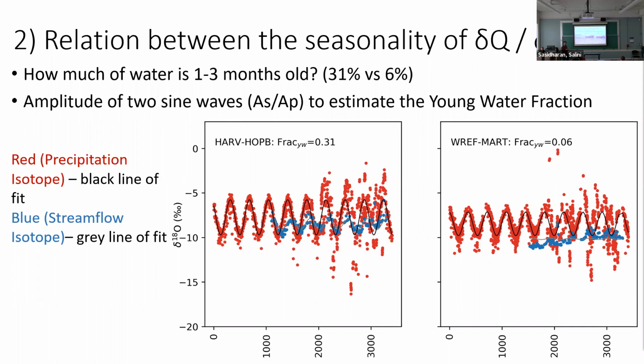Is there any elevation effect on precipitation and stream flow? Like precipitation occurs at a higher altitude, and we are taking water samples from the river and downstream. Yeah, that's a good point.